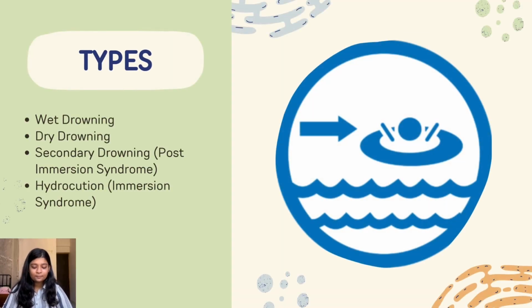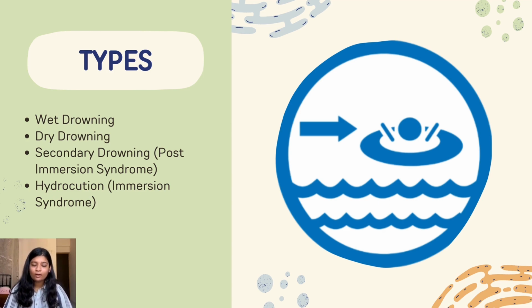Then talking about types, there is wet drowning, dry drowning, secondary drowning, and hydrofusion. So what is wet drowning? This is the most common type of drowning in which the water is completely inhaled into the lungs. So in wet drowning, the water enters the lungs of the person.